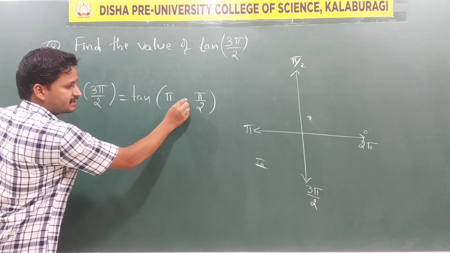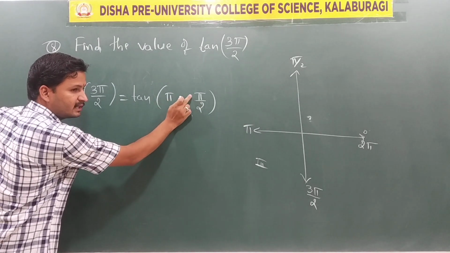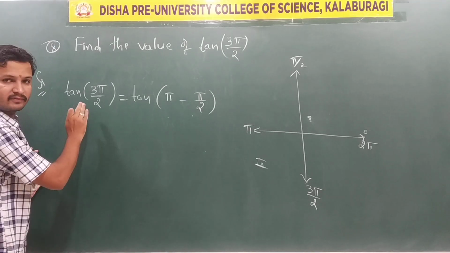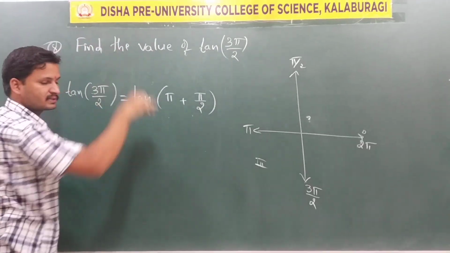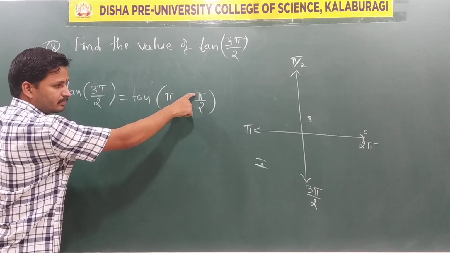If you take the minus sign, what will happen? LCM is 2, of course, but 2 pi minus pi will give pi by 2, but here we need 3 pi by 2, so take plus. That means 3 pi by 2 can be expressed as pi plus pi by 2.